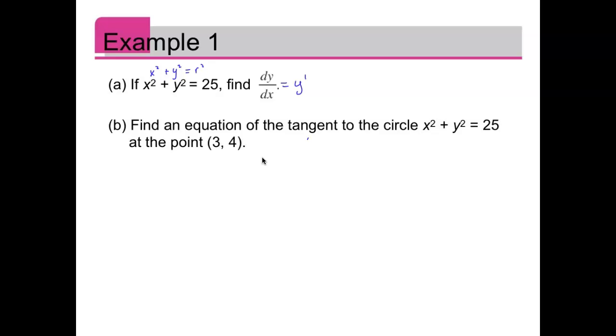So here we'll go. Step 1 that we wrote down, we're just going to replace y with f of x. So I'm going to write x squared plus, instead of y, f of x squared equals 25. And the idea with doing that is we're assuming it is possible to write y as a function of x, like it is possible to solve explicitly in terms of y. So y is assumed to be a function of x.